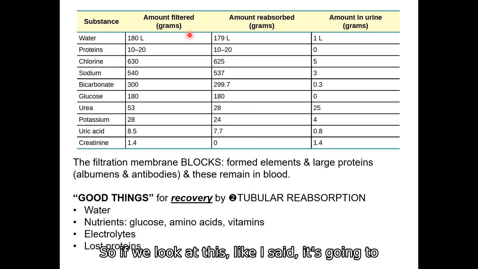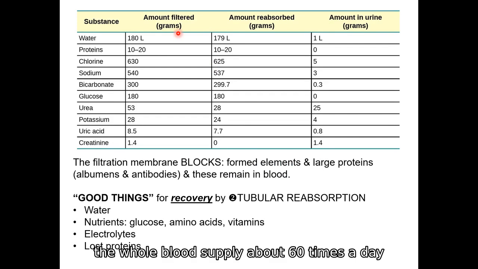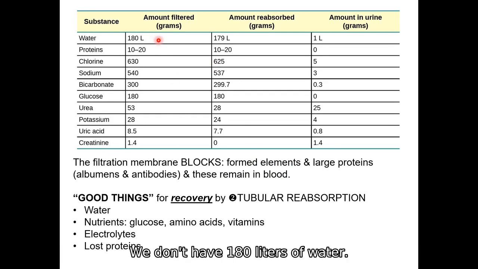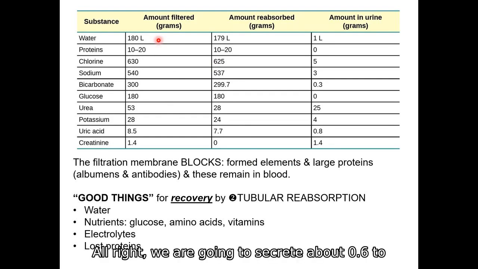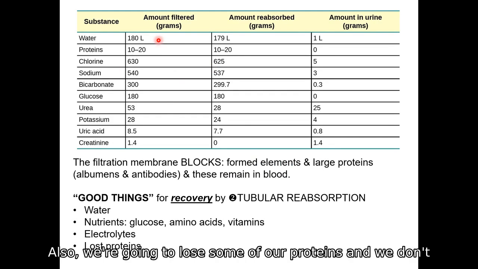So if we look at this, like I said, it's going to basically filter our whole blood supply about 60 times a day if you do the math on filtration, right? And so what's going to get filtered out per day is 180 liters. We don't have 180 liters of water, okay? So we need to reabsorb that, all right? We are going to excrete about 0.6 to 2.5 liters of urine a day based on your hydration.